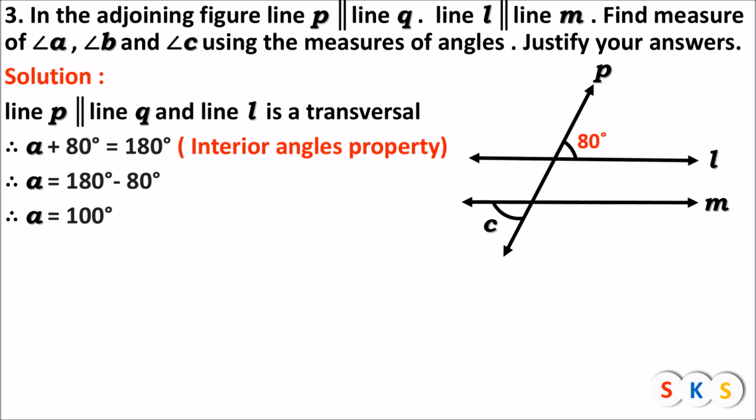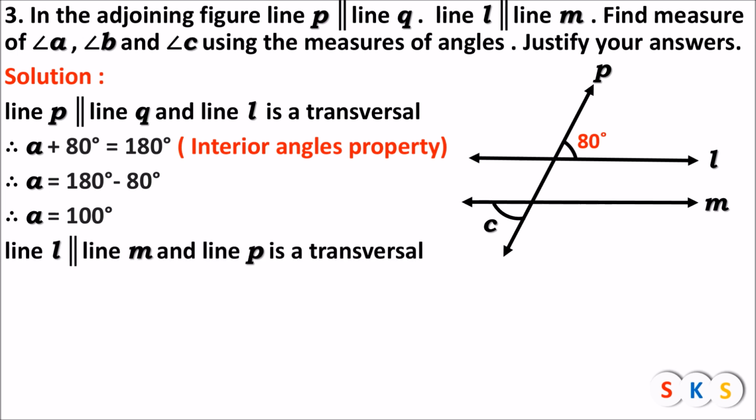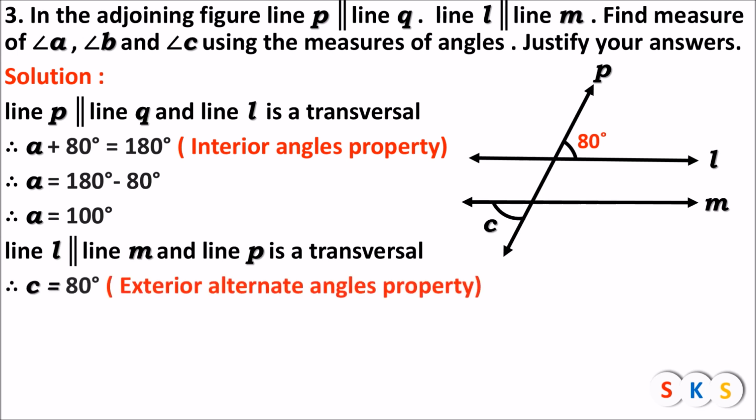Now, here line L and line M are parallel and line P is a transversal. Okay, look at this figure. Angle C and angle 80 degrees. Do you know what kind of angles they are? They are exterior alternate angles, right? Angle C and 80 degrees are exterior alternate angles, and we know exterior alternate angles are congruent when the lines are parallel. Therefore, C equals 80 degrees as they are exterior alternate angles. Correct?